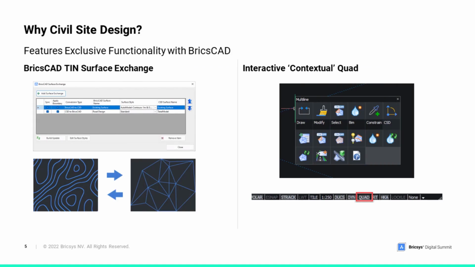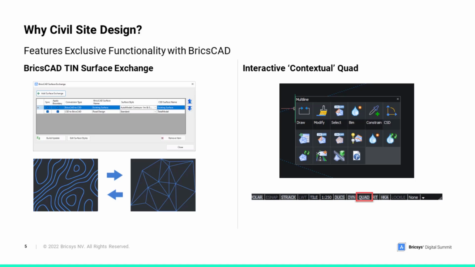Civil site design on BricsCAD features exclusive functionality. For example, we have our BricsCAD tin surface exchange. This means that with the new BricsCAD civil functionality that has come into the software over the past few years, we can connect to that. So whenever you, for example, create a BricsCAD surface, we can now design on top of that BricsCAD surface using the exchange. Once we've done some design modeling, we can then pass the design surface back to BricsCAD to continue the life cycle of the project.